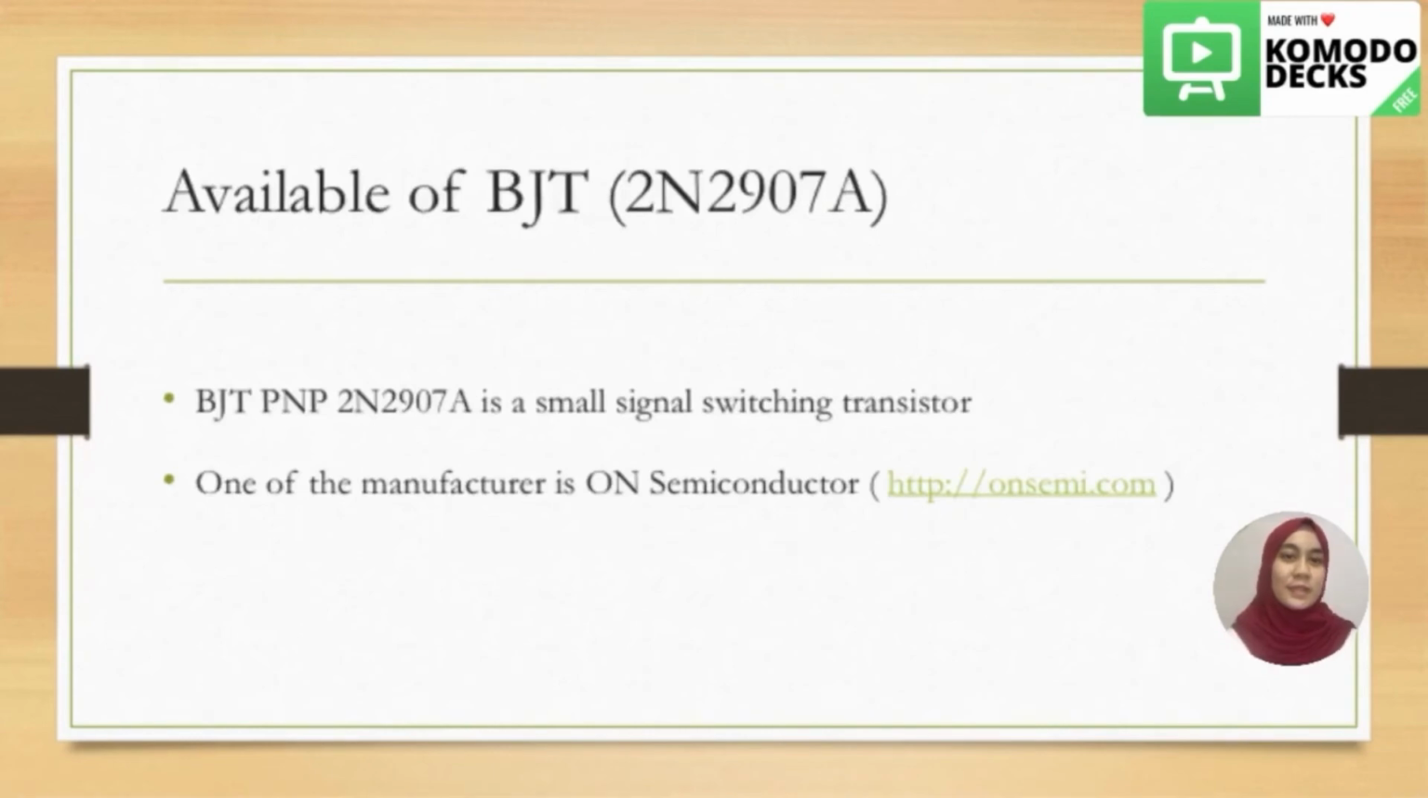We have discussed the available BJTs, so we choose the PNP BJT 2N2907A. It is a small signal switching transistor. One of the manufacturers is ON Semiconductor. If you want to search more about ON Semiconductor, you can search on this website.